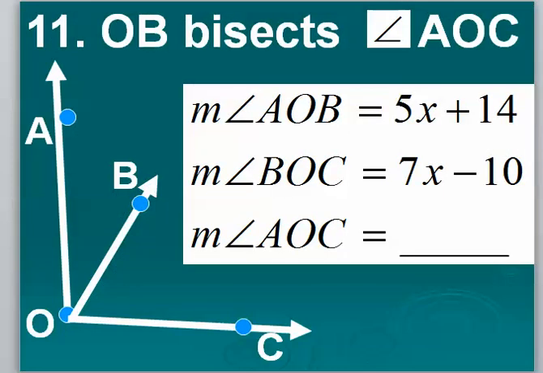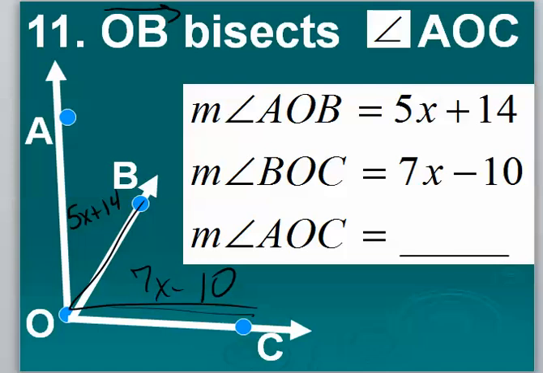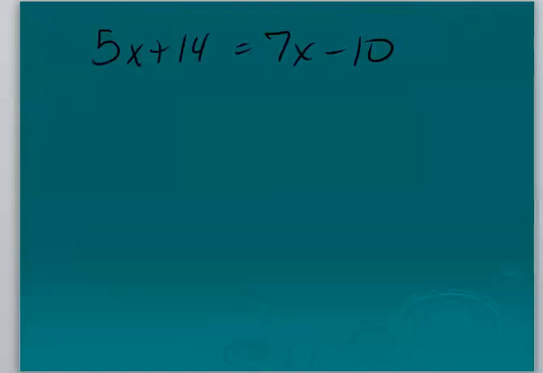The next angle example, again, ray OB, same picture, bisects angle AOC. This time the first angle on the left, AOB, is 5x plus 14. The angle to the right, small angle BOC, is 7x minus 10. Again, they gave me the 2 halves, so I'm going to set those equal. I'm going to set the 5x plus 14 equal to the 7x minus 10. I'm going to flip back and make sure I copied those down. 5x plus 14, 7x minus 10.